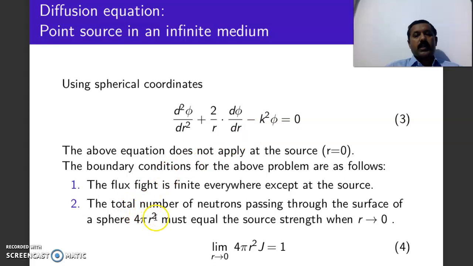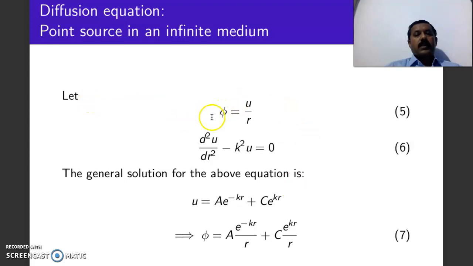And the second boundary condition that we use is that the total number of neutrons passing through the surface of the sphere, that is 4πr², must be equal to the source strength when r tends to 0. That means limit r tending to 0, 4πr² J, that is the neutron current density, will be equal to 1. We use these two boundary conditions to eliminate the arbitrary constants invited by the diffusion equation, that is equation number 3.